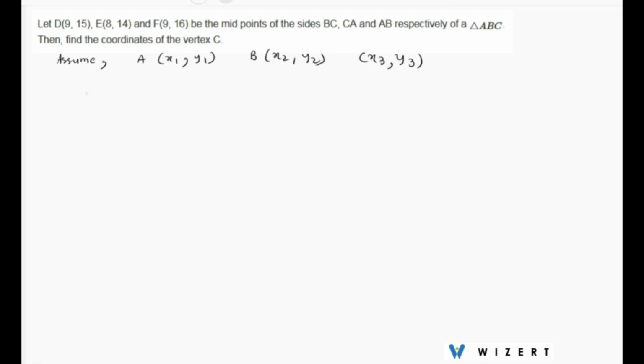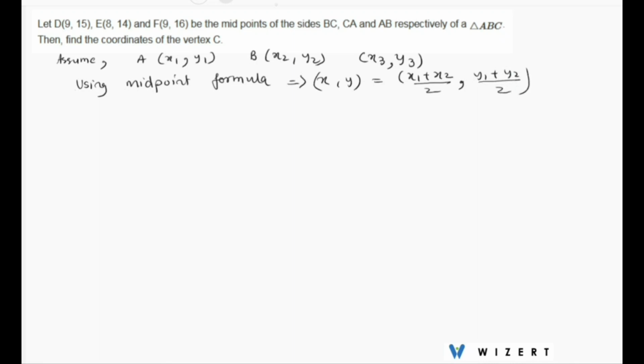So, using the midpoint formula, which is given by, the midpoint (x, y) is ((x1 plus x2) by 2, (y1 plus y2) by 2). So this is the midpoint formula.